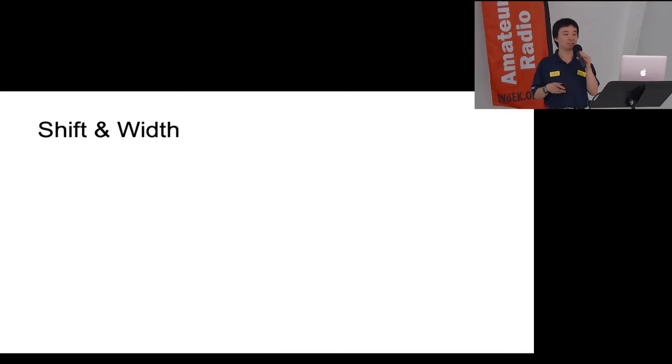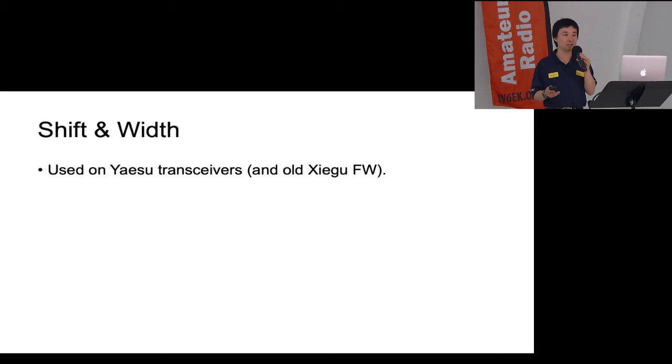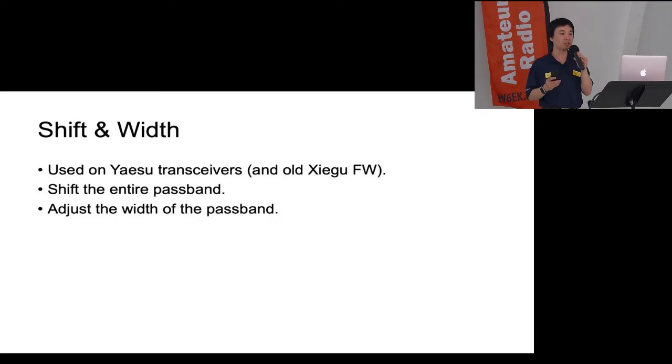And last but not least, we have shift and width controls. This is used on Yaesu radios and Xiegu radios with older firmware. A certain someone can attest to that. So you can either shift the entire passband, meaning you move the high cut and low cut together, or you can adjust the width of the passband.